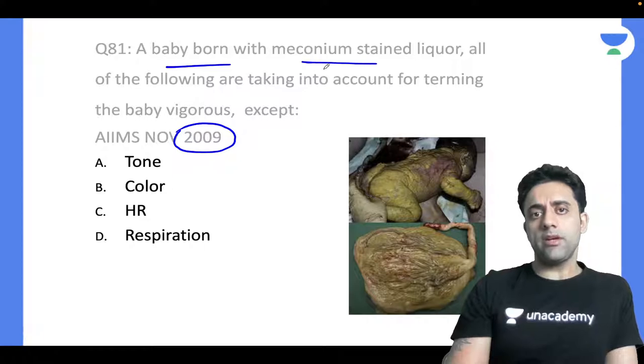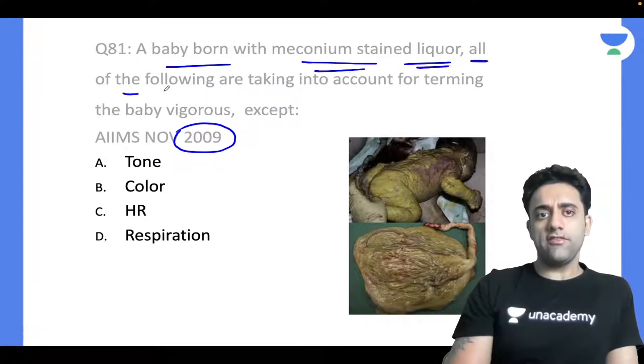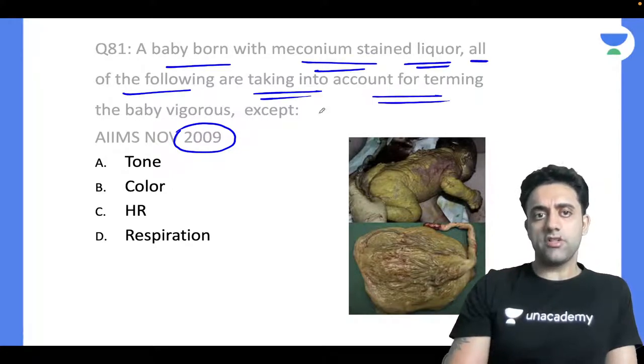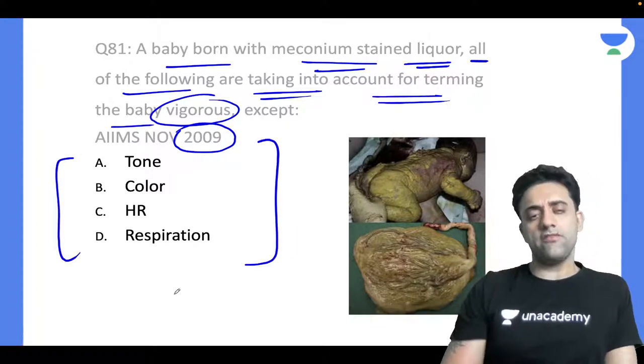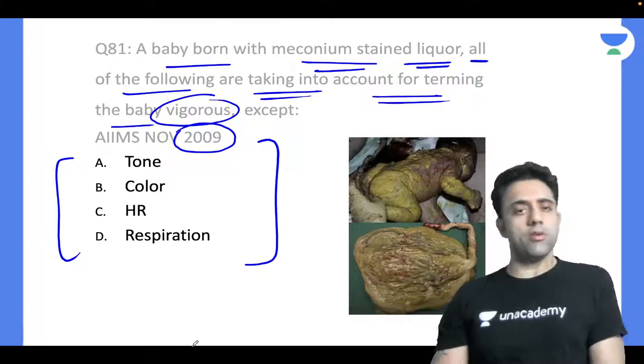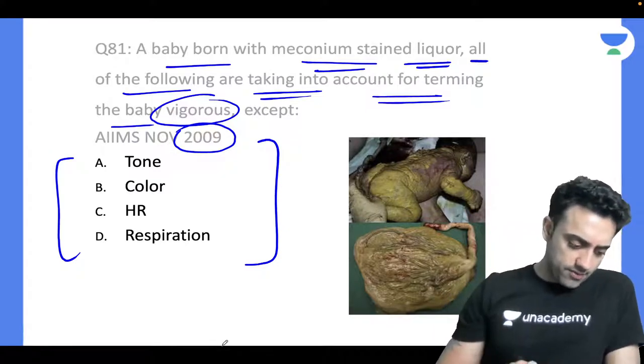A baby born with meconium stained liquor. All of the following are taken into account for terming that baby vigorous, except. So which is not a component of a vigorous baby? What do you think? Very important.